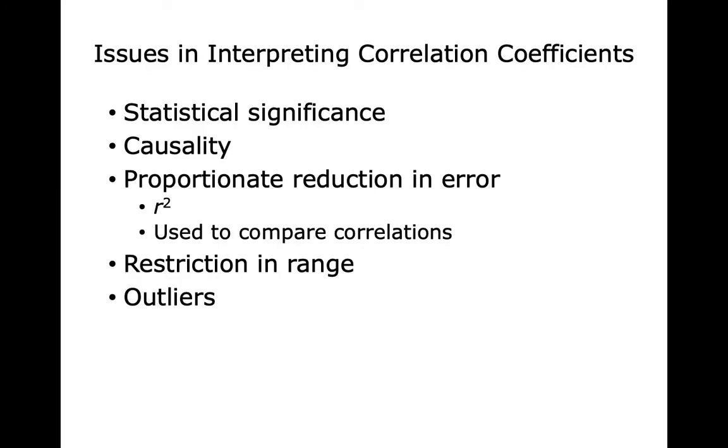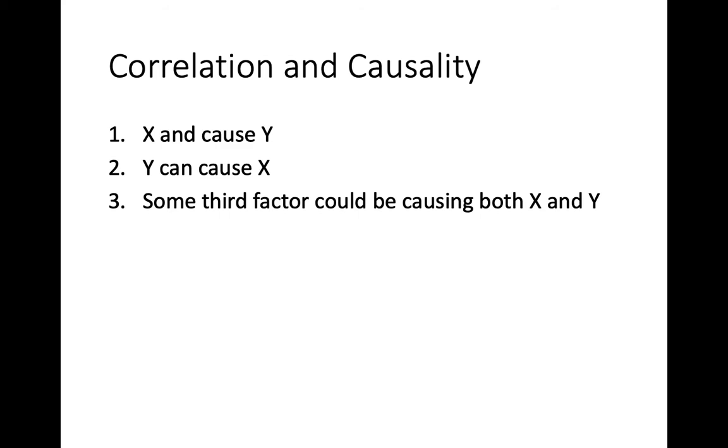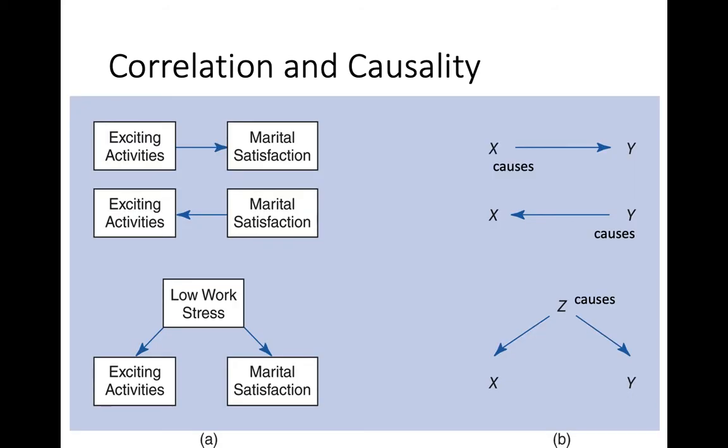All right, so that was statistical significance. So let's talk about a couple other issues or considerations. So one is causality. And there's 3 possibilities when we calculate a correlation and we see that there's a relationship. Let's even say that there is a statistically significant relationship. There's 3 possibilities. One is that our x variable can cause our y variable. Our second possibility is that our y variable can cause our x variable. And then the third one would be that there's some third factor that is the cause of both x and y. So going back to our example.